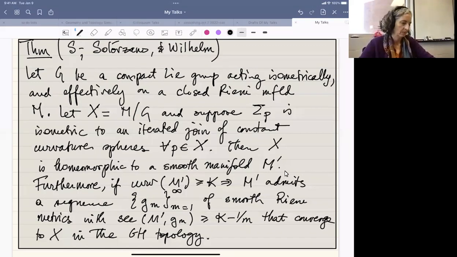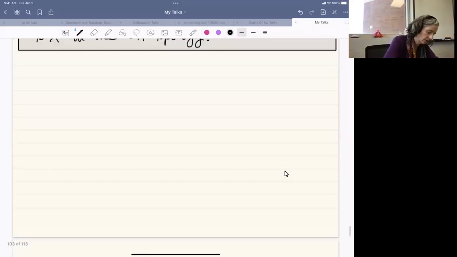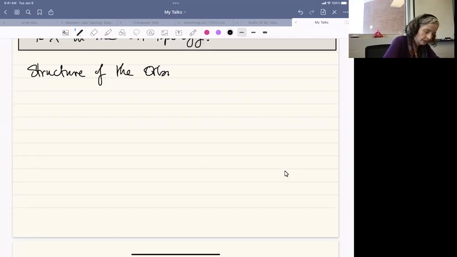So to start off, I want to talk about the structure of the orbit space, because that's very restricted. Dyatlov's is certainly extremely restricted. This is still very restrictive, but a little bit more general. So I want to talk about the structure of the orbit space, and then I'm going to talk about smoothing around an isolated singularity if there's time. Well, hopefully there should be.